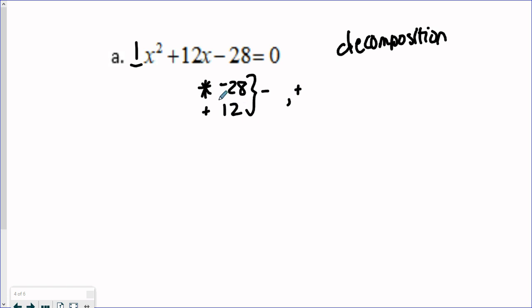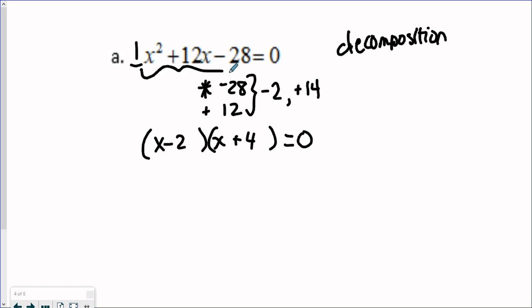And since they add to a positive number, I know that my bigger number needs to be positive. So I could go through all of my factors of 28. What I would find is negative 2 and positive 14 satisfy these: they multiply to negative 28, and if I add them together I get positive 12. So that gives me my factors. I'm going to put in x minus 2, x plus 14, and again, this is all equal to 0. What I've done is factor this side, so we have it all set equal to 0 still.